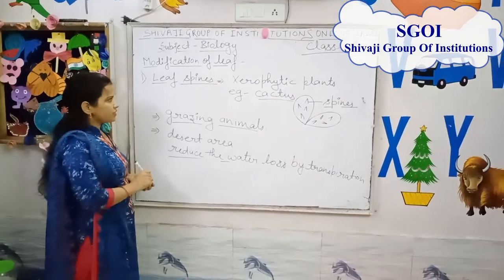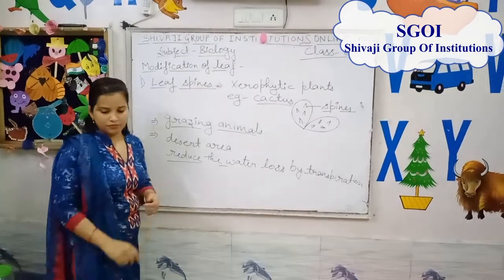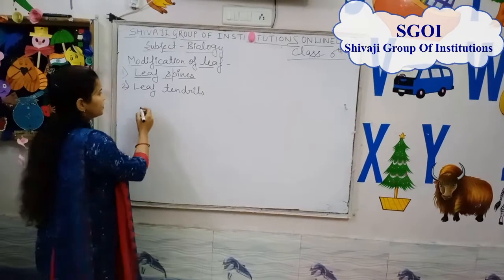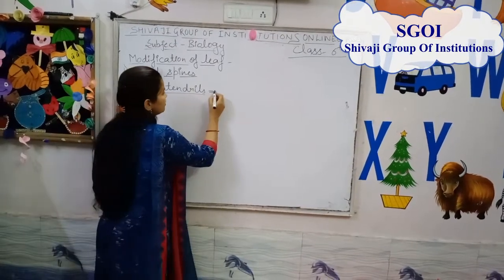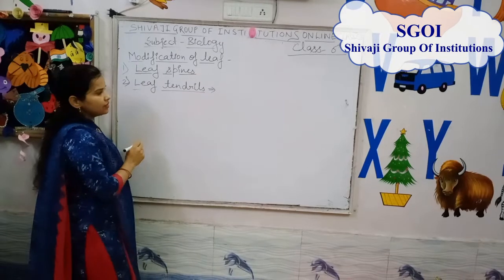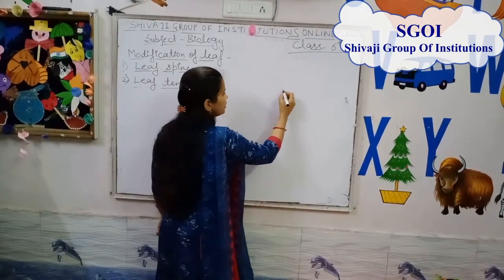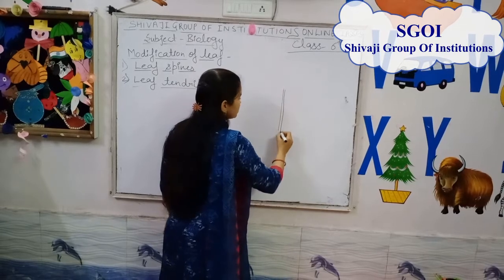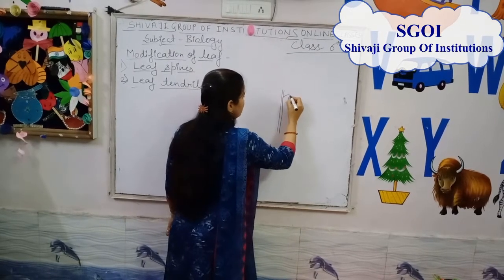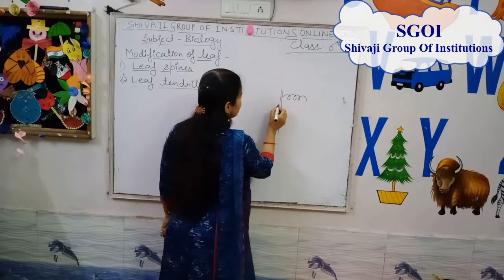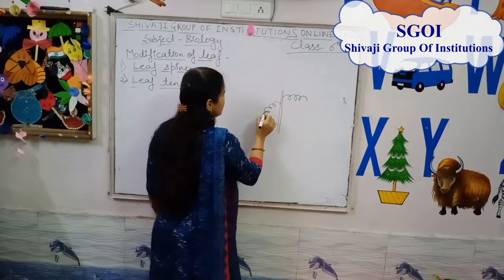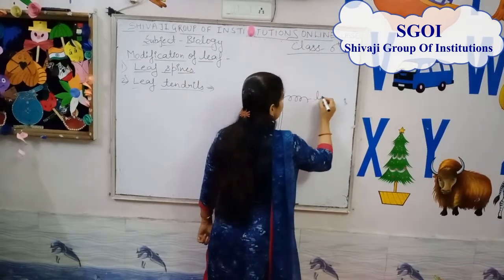Okay, and the next is leaf tendril. In some plants, leaves are modified into thin, coiled and thread-like structures. These are called leaf tendrils.